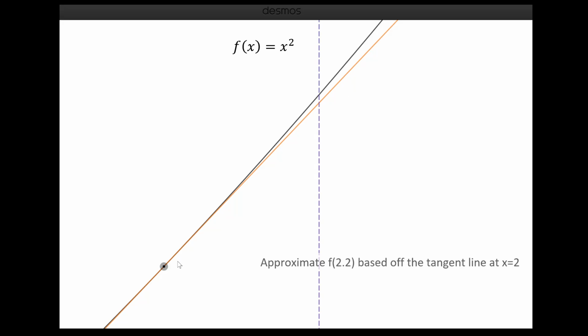And so if we look at the approximation of the tangent line, we can click right there. That'll give us approximately 4.8. If we look at the actual value, we see that the actual value would be about 4.84. So it looks like we were off by 4 hundredths. That's a pretty small amount, which is why linearization sometimes is a really good option to use.